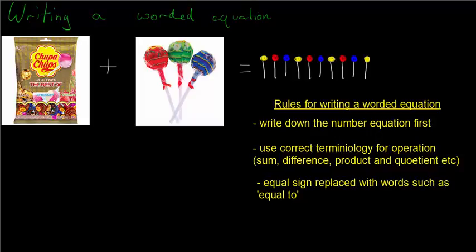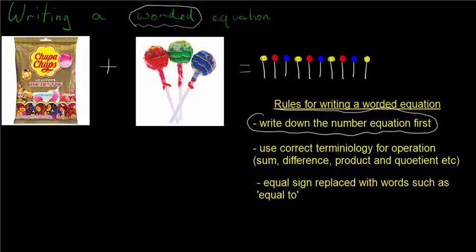In this video I'll show you how to write a worded equation, so an equation that has words, not numbers. But the first thing we have to be able to do, so these are the rules for writing worded equations, is write down the number equation first. Before we change into a worded equation, let's see if we can always write down the number equation first.